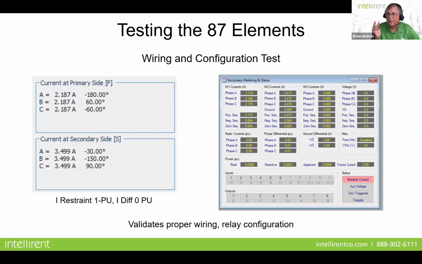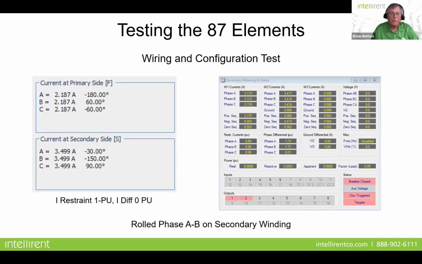If you roll a phase, or if you reverse the polarity on any of the phases on any of the windings, it's going to nuisance trip and it's going to show up in your sequence values. So that's the very first thing that I do when I'm testing a differential. And if you look here, if we roll phase A and B on the secondary windings, you're going to see right away that we've got an output contact picking up a nuisance trip. And on that secondary winding, we've got negative sequence values here in our metering screen.